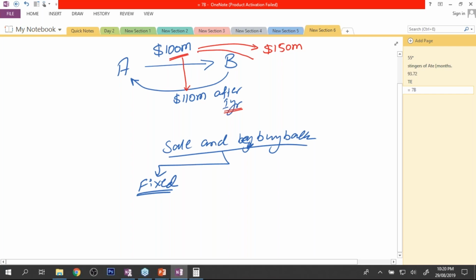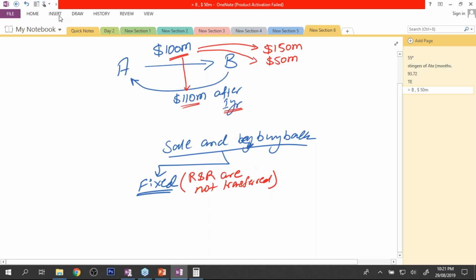Similarly, if the value decreases to, let's say, $50 million, will B incur a loss? The answer is again no, because B is going to receive 110 in every case. If the price increases, B will get 110. If the price decreases, B will get 110. So B has no gain or loss. So we say that in the case of a fixed price, the risk and rewards are not transferred.